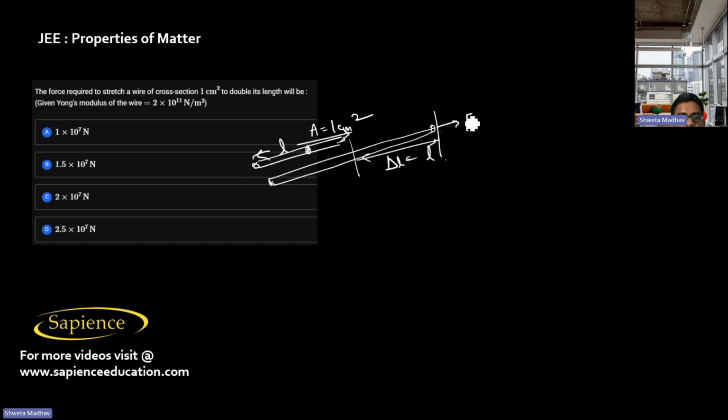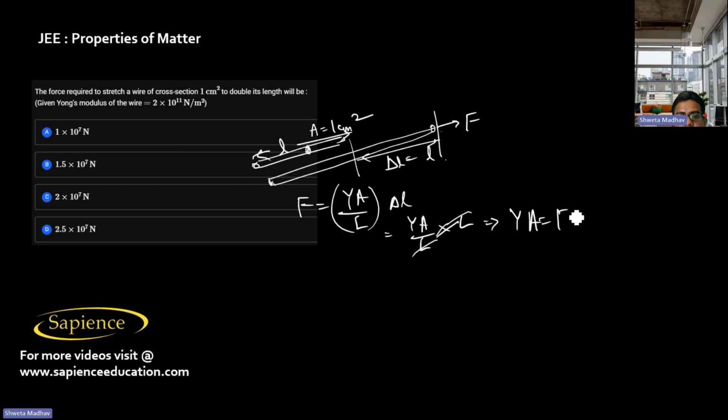If the force F is applied, so the force required to stretch the wire to double the length is obviously YA by L into delta L, which is also L, the same length of the wire. And L will get cancelled, and that will be YA. YA is the force required to stretch the wire.